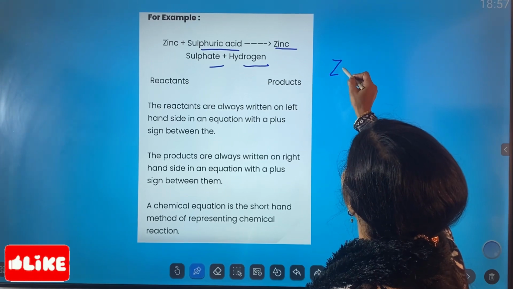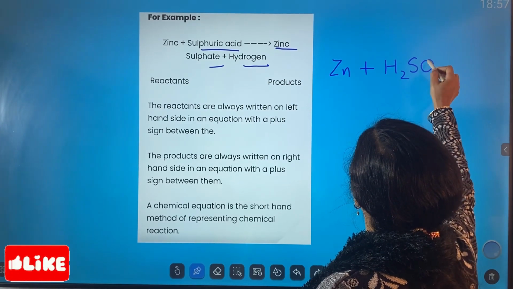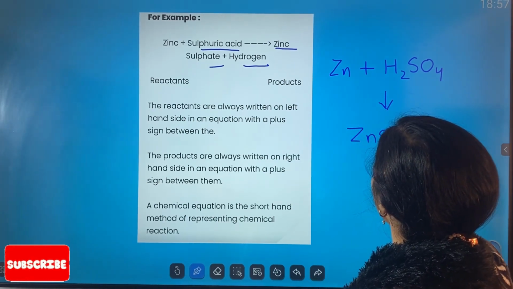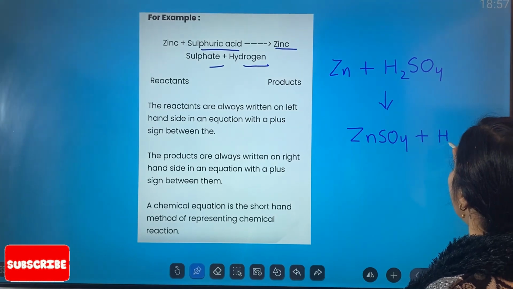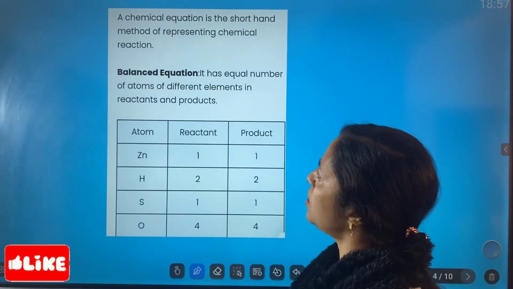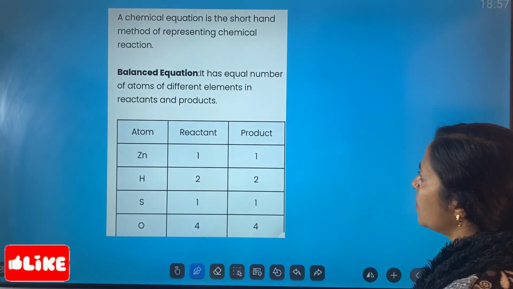So zinc reacts with sulfuric acid to give you zinc sulfate plus hydrogen. So this is how you are going to write any chemical equation. A chemical equation, how to balance it? Let's have a look at it.